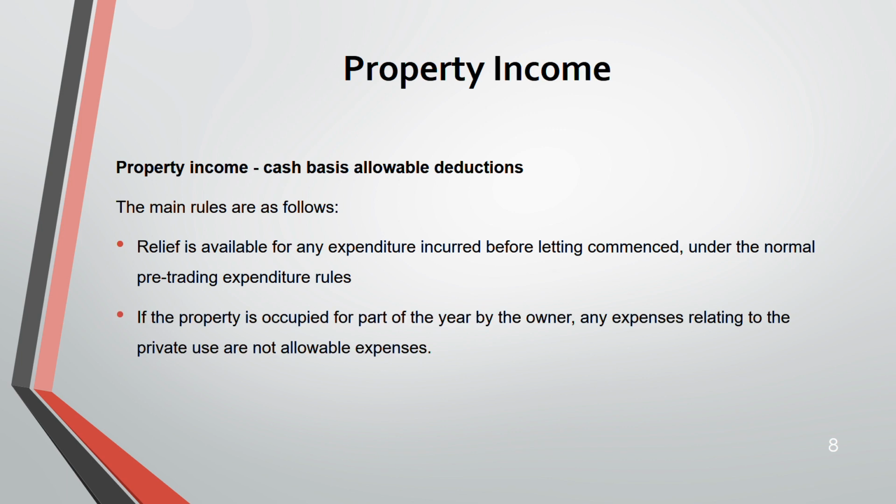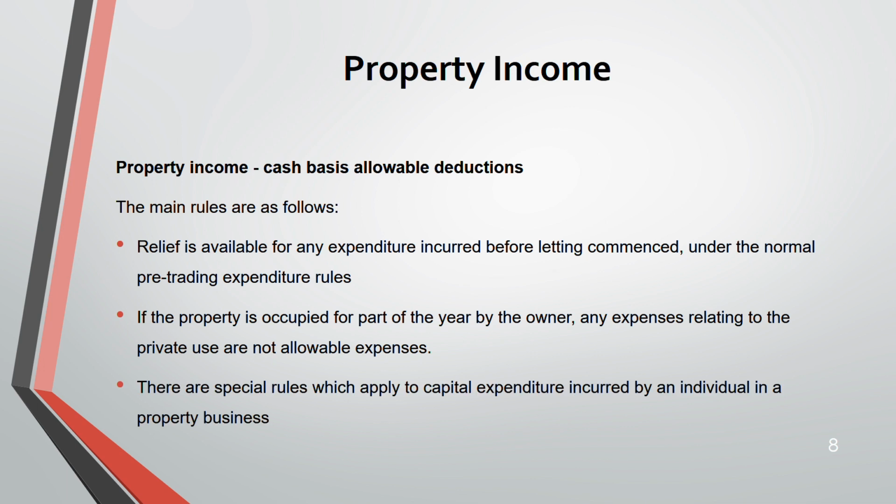Now, if the property is occupied, let's say for part of the tax year, what do you do? Any expenses relating to the private use are not allowable expenses, remember. If the owner is occupying that property for part of the year, and any expense is for the private use, that private use part is not an allowable expense. And there are some special rules relating to capital expenditure for property business. Now let's do one question.